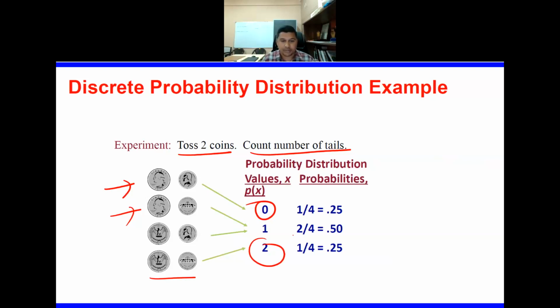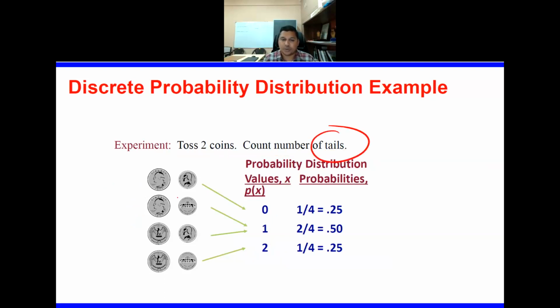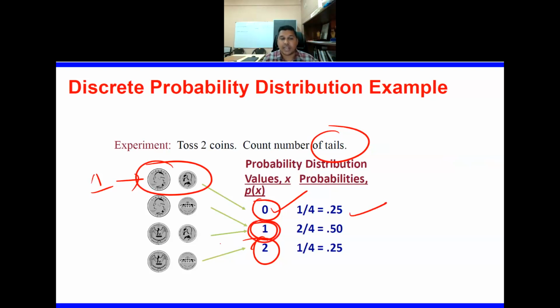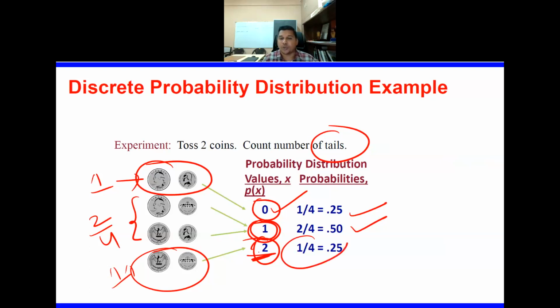Now if you compare here, two coins I'm tossing, I'm counting the number of tails. So I can get 0, or one tail, or two tails. What is the probability of getting 0? That is 1 by 4, because this is one case where both are heads. 1 by 4, that is 0.25. What is the probability of getting one tail? That is 2 by 4, so 1 by 2, 0.5. What is the probability of getting two tails? It is one case. That is 1 by 4, 0.25.